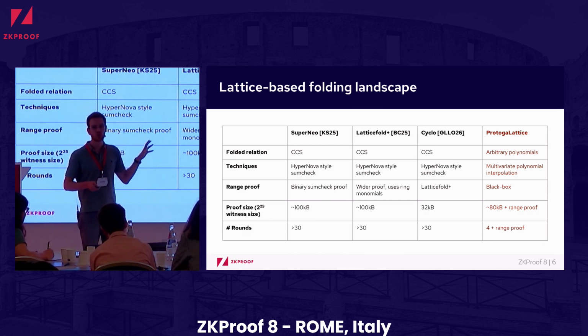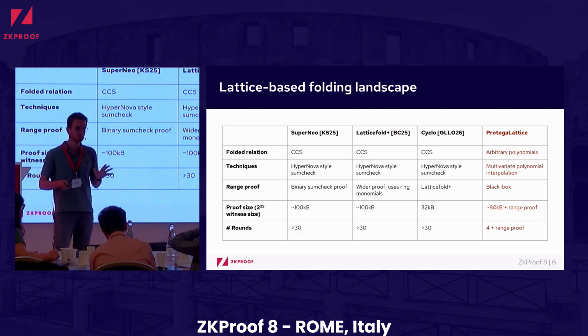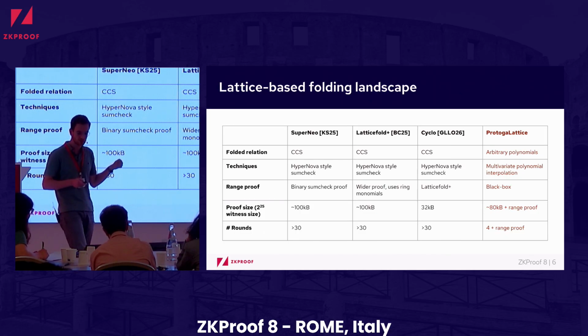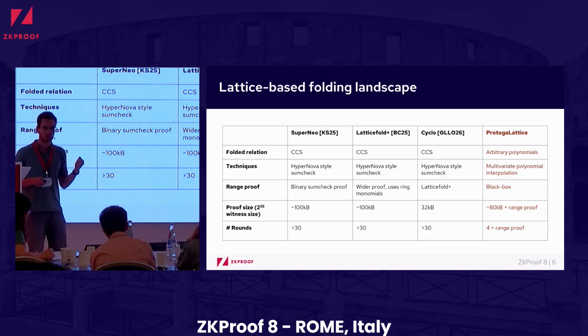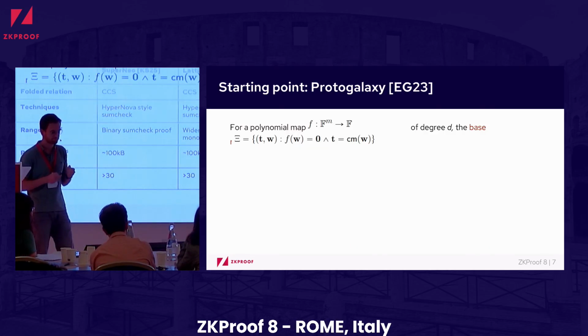This means we're not introducing any new range proof, but any range proof that you want works in our protocol, as long as it satisfies the constraints for our function. And the number of rounds is 4 plus whatever the range proof is going to introduce. And the proof size is also sort of competitive with the other schemes.